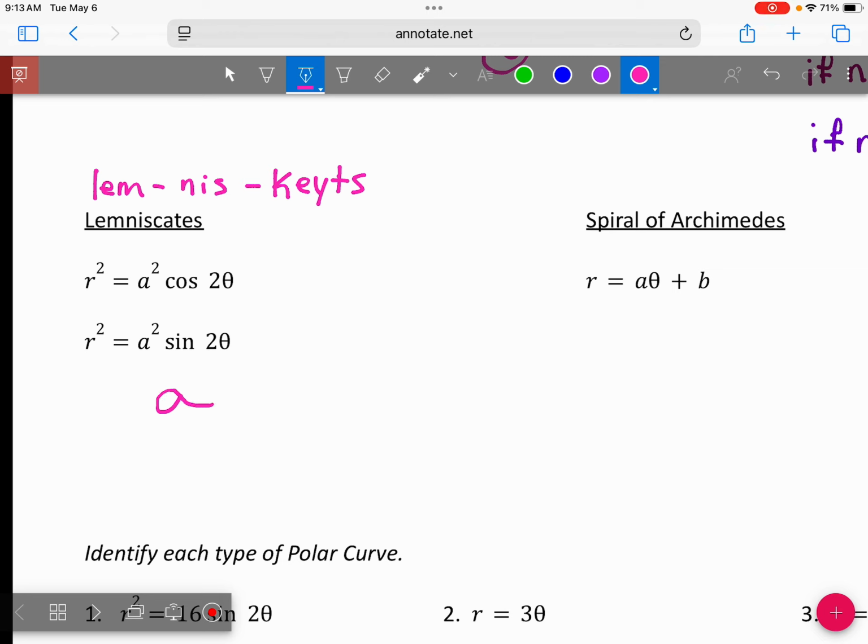look like an infinity sign. They can be diagonal, so they can go on an angle, but they look kind of like an infinity. And they have, looking at their equations, squares. They're the only ones that are going to have squares here. And lemniscates have a period of pi.